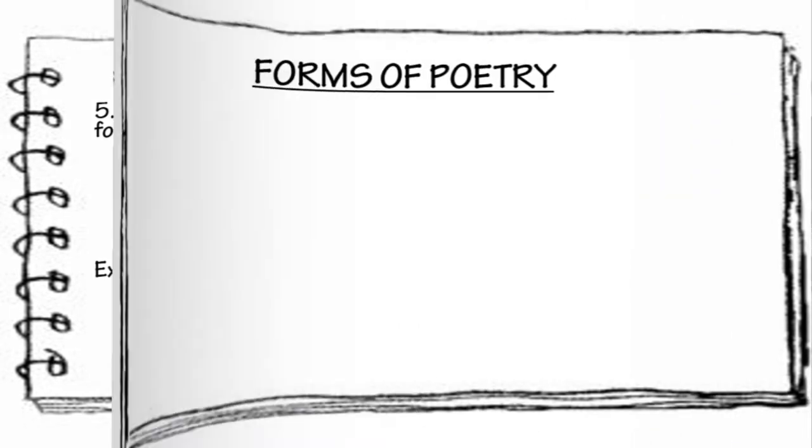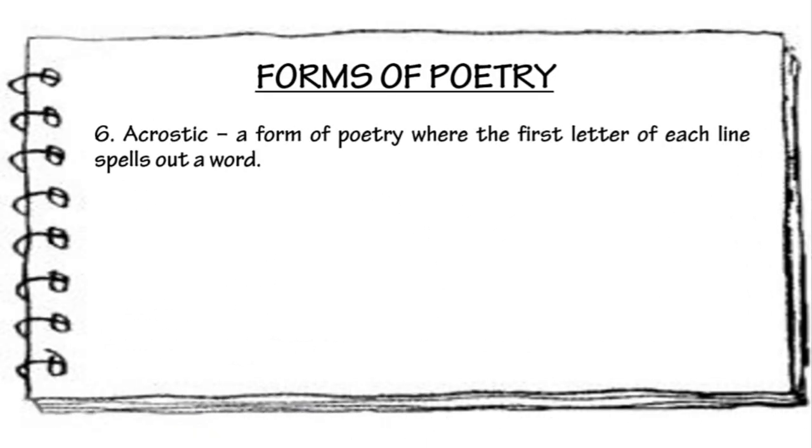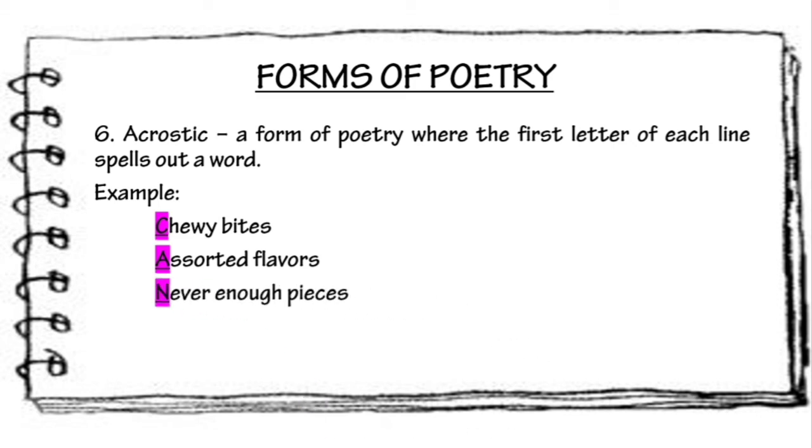And the last form of poetry is acrostic. Acrostic is a form of poetry where the first letter of each line spells out a word. Example: Chewy bites, assorted flavors, never enough pieces, delicious and yummy treats. So as you can see in the example, the first letter of each line formed the word candy.